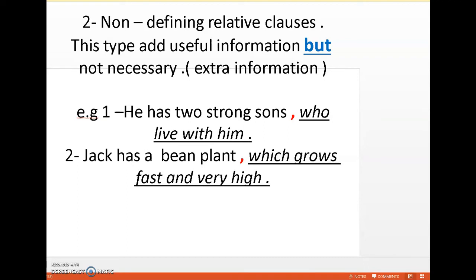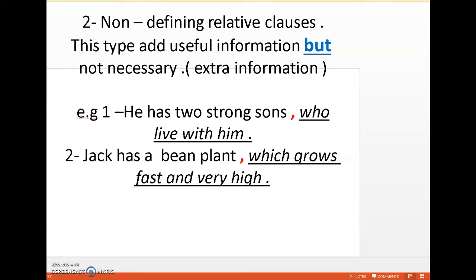Good. Can you derive the rule? Look at example number 1. Do we use that? Look at example number 2. Do we use that? No, we don't. We don't use that in the non-defining relative clause. But we use commas to add the extra information.